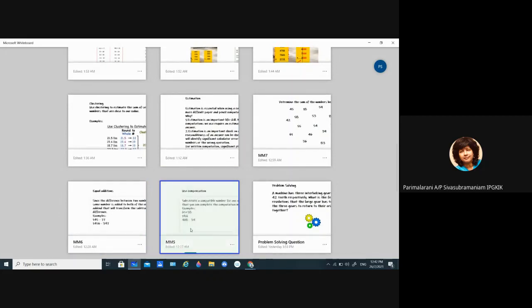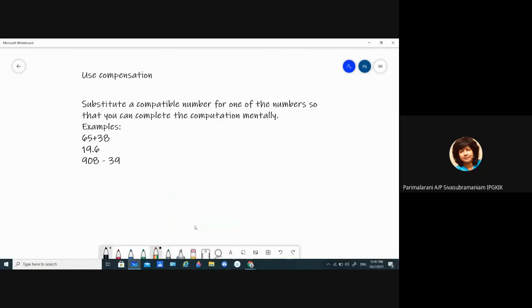Fourth strategy is to use compensation. We're going to substitute a compatible number for one of the numbers so that you can complete the computation mentally. Actually this is very subjective. Different children can do it different way.